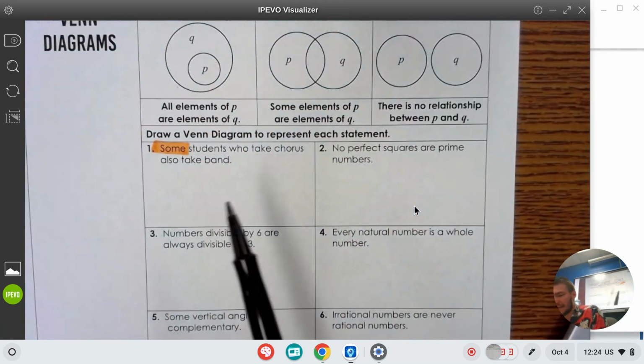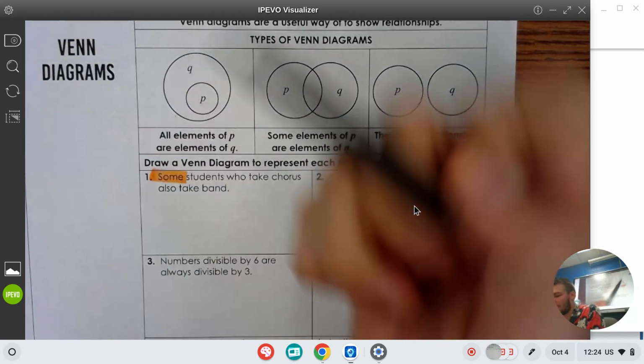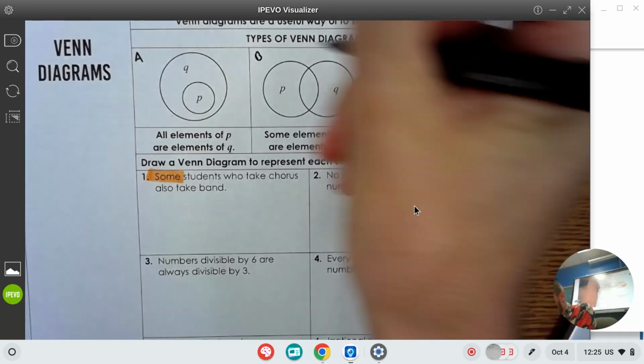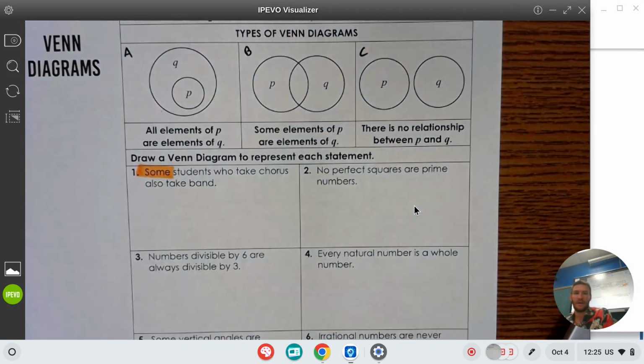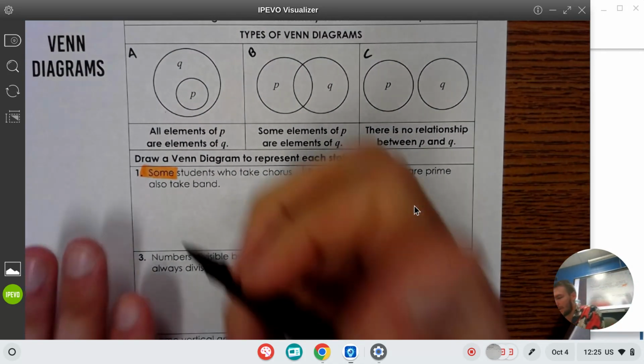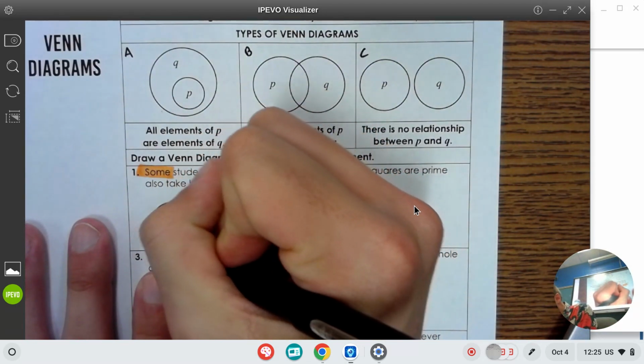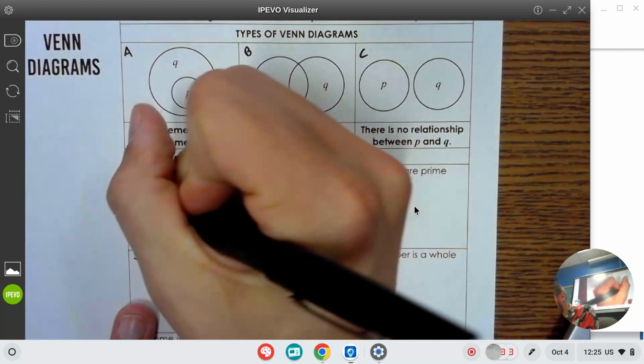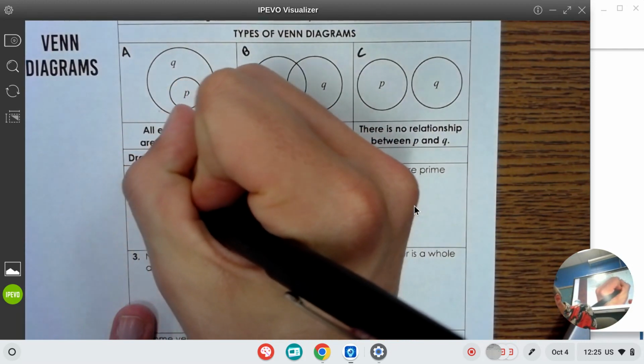So what do you think? We'll give it little letters here: A, B, C. What type of setup for our Venn diagram are we going to have? A, B, C. I think we're going to be in B. I agree with you. Draw a circle. Let's label this one chorus.